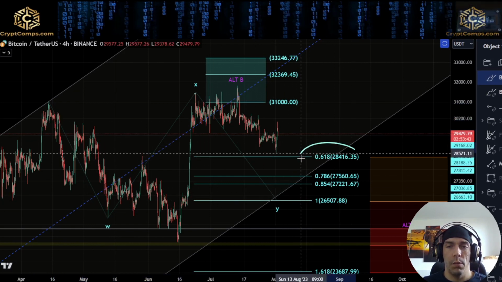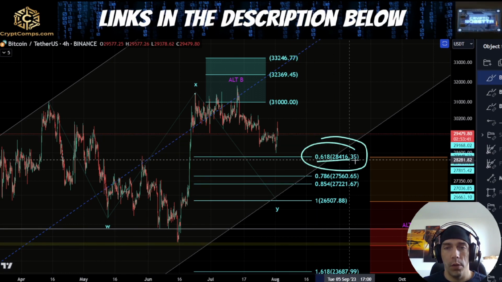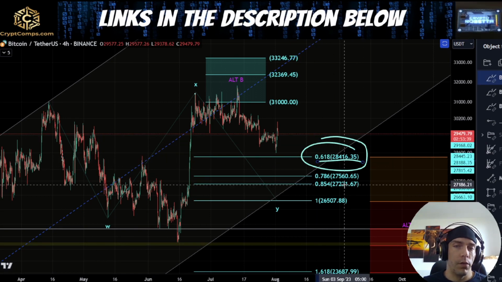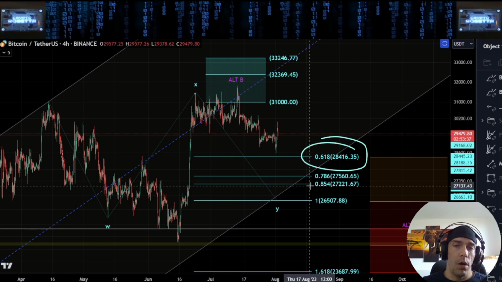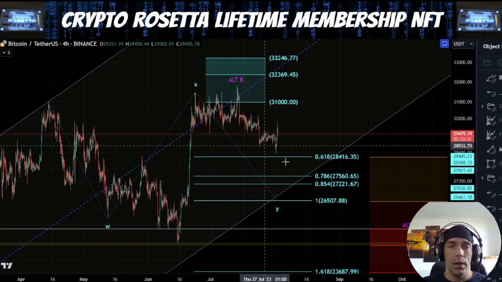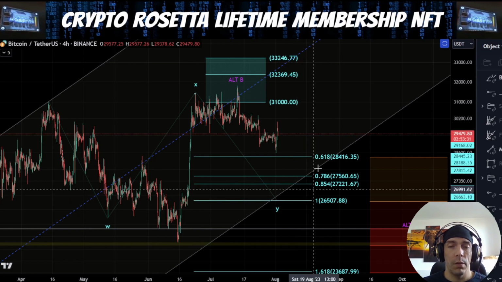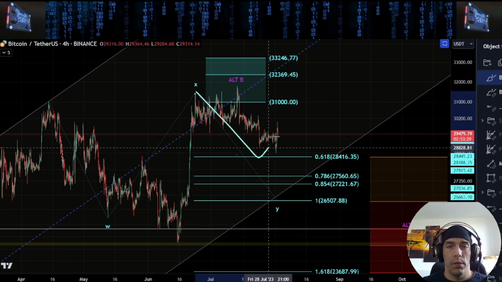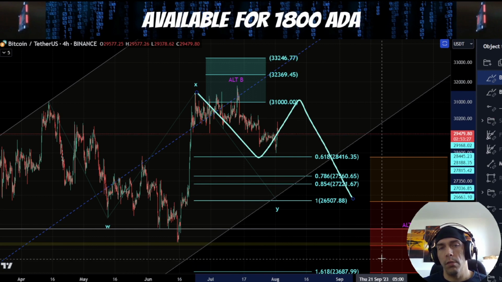Now, we haven't hit this minimum requirement, which we typically look for here at this 28,416. So if this is a Y wave here, it would be likely that it's not complete. So if we are looking at something like a Y wave still looking to come down here, I would start to look out for that potential. We could get a bounce and see a 3-wave move like this.